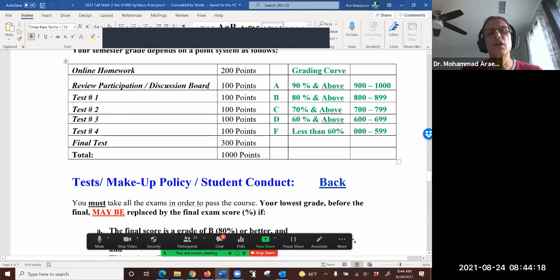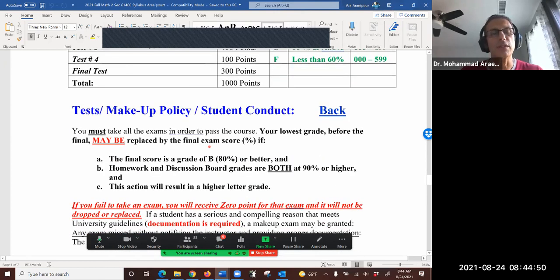Review participation discussion board, we'll go over that. That is worth 100 points. Then you have 4 exams. Each one is 100 points, and a final comprehensive 300 points, total of 1,000 points. So that's the first 2 columns. The next 3 columns explain a little bit more about the grading curve, meaning A is 900 or 90% and above, B is 800 points or 80% and above, so on and so forth. So at any given time, you really should have an idea where you stand as far as your grades.